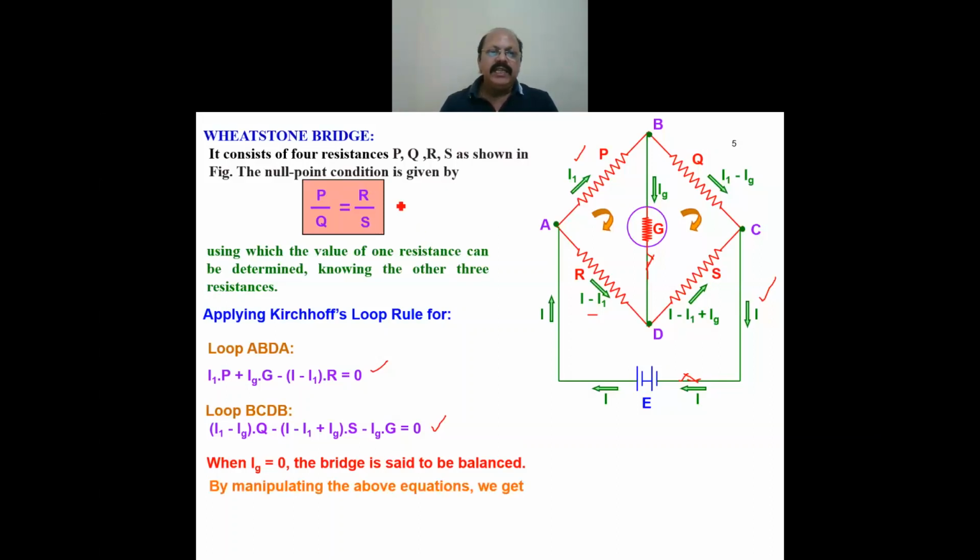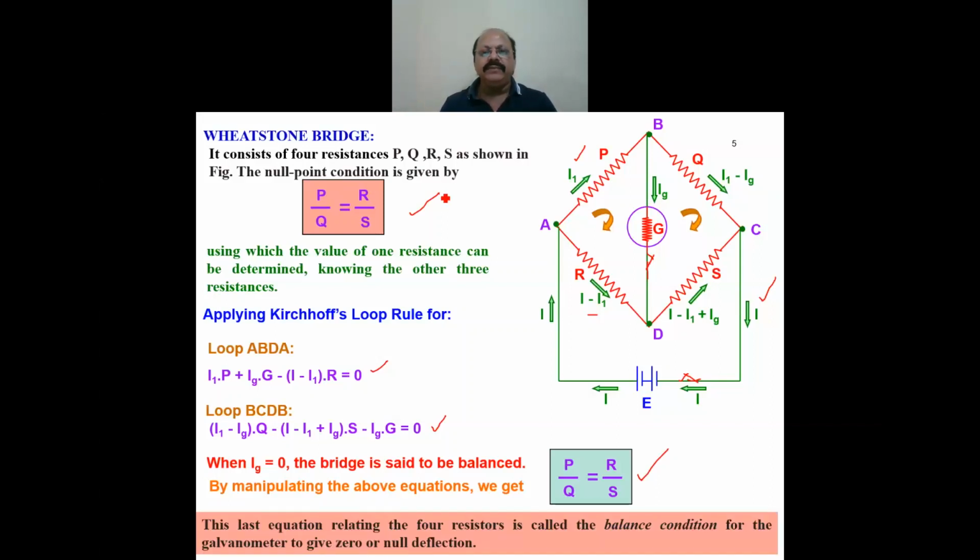When Ig equal to 0, then you see that in this equation these factors become 0. So you solve it, rearrange it, and then you find P upon Q is equal to R upon S. So that is what we proved. This is the condition of balancing of Wheatstone bridge.